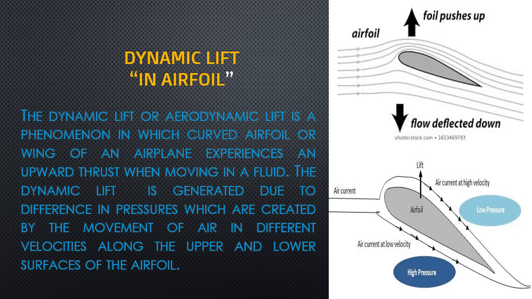Here, on the below side, you can see another picture that shows the airfoil that lifts the wing. The upper side has the higher velocity, and the air current velocity is lower at the below side. That shows there is a low pressure on the upper side and a high pressure on the lower side. These pictures are depicting the dynamic lift of the airfoil.